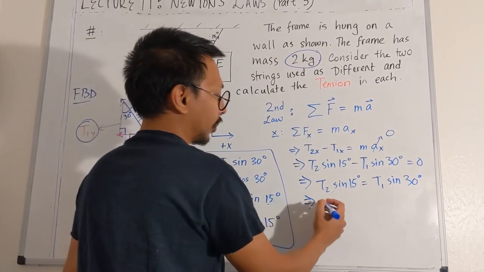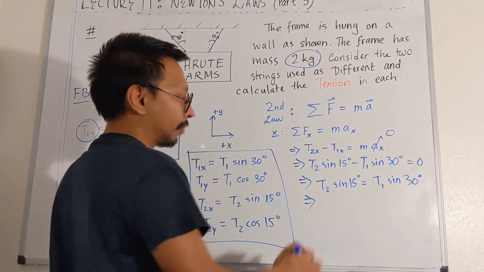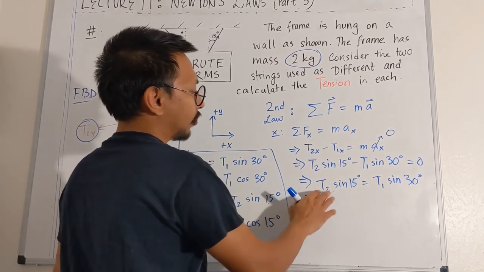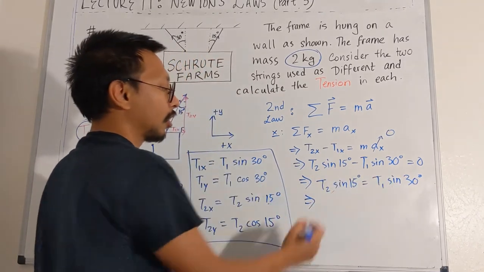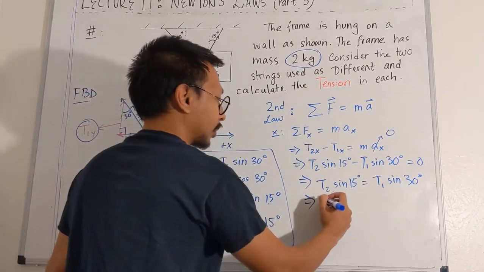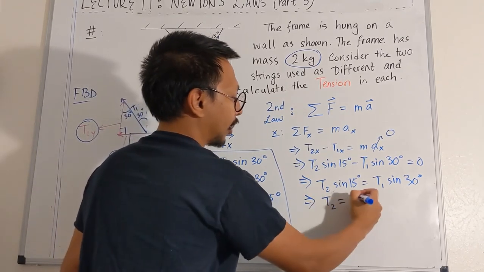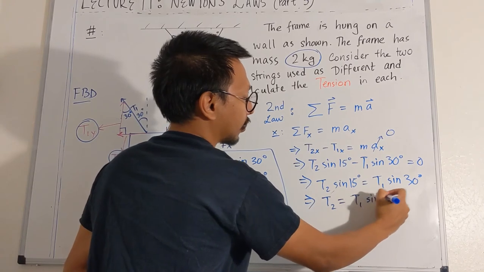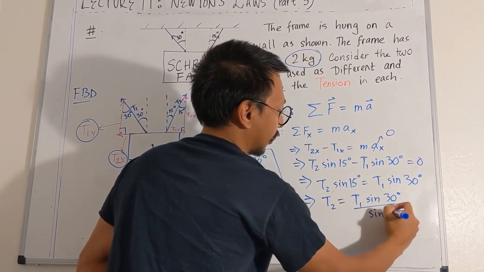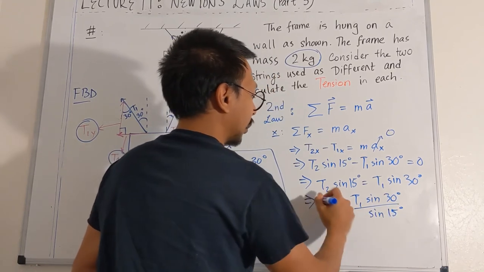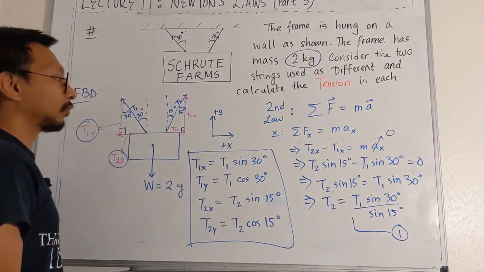So what we will do is we want to eliminate one of the unknown variables to make our life easier. So let's say we want to eliminate T2. So we will solve this equation of two unknowns for T2. Let's keep T2 on this side and divide both sides by sine 15, and we end up with T1 sine 30 divided by sine 15. Let's call this equation 1.